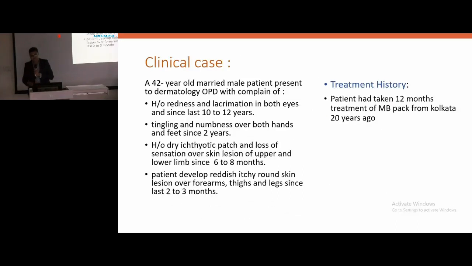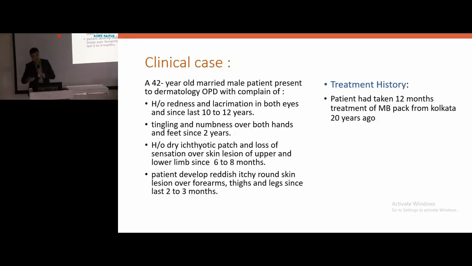This is another slightly more confusing case, because this male has complaints of redness and lacrimation in both the eyes since the last 10 to 12 years, basically ophthalmic complications of leprosy. Recently, he has developed tingling and numbness over both hands and feet since 2 years. He gives history of dry ecthartic patch and loss of sensation over skin lesions of upper and lower limbs since 6 to 8 months. And he has also developed some discoid red itchy lesions over both forearms, thighs, and legs since last 2 to 3 months.